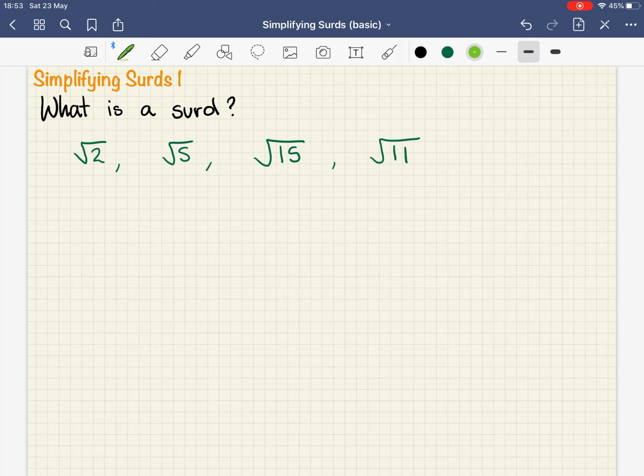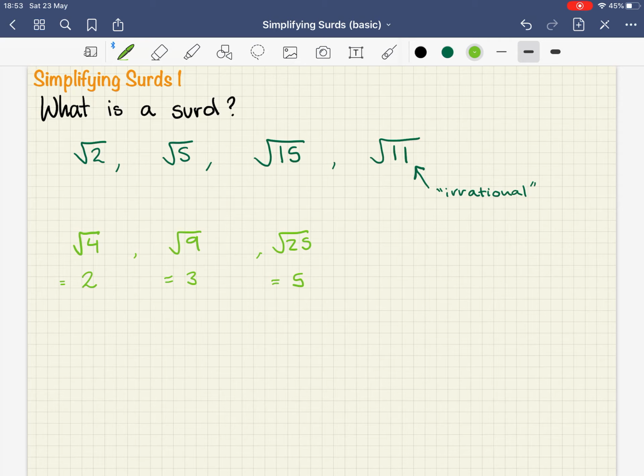But what makes it different from things like root 4, root 9 and root 25, for instance, is that these numbers here are what we call irrational. What that means is that we can't make them be a nice little number. We can't simply square root it like these ones. The square root of 4 is 2, because 2 times 2 gives me 4. Square root of 9 is 3, because 3 times 3 is 9. And the square root of 25 is 5, because 5 times 5 gives me 25.